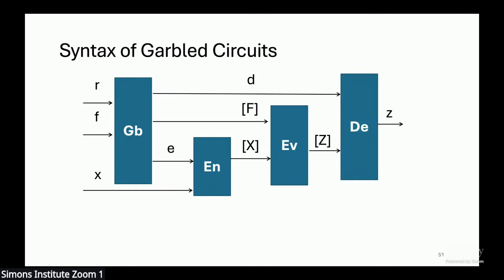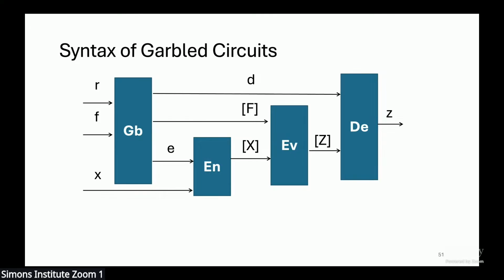So this is a kind of nice abstraction and formalism by Bellare, Hoang, and Rogaway, which puts garbled circuits, which we've known for a long time, on a kind of nice solid foundation. And now garbling schemes in this syntax are used in a lot of cryptographic applications, not just secure computation, also other things like attribute-based encryption, functional encryption, and more.